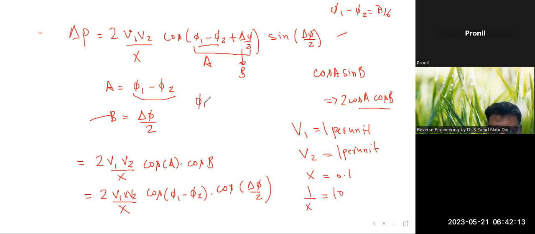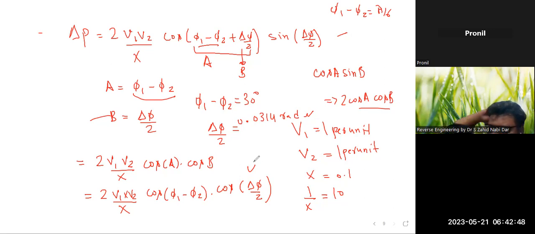Here phi 1 minus phi 2 you have calculated, that is equal to 30 degrees. And del phi by 2 also you have calculated. How much was that value? In radians it was 0.0314 radians. This is the value you have. Substitute this value in your calculator. Do on your own, I'll be watching you. Let me see whether you are able to do it on the calculator.